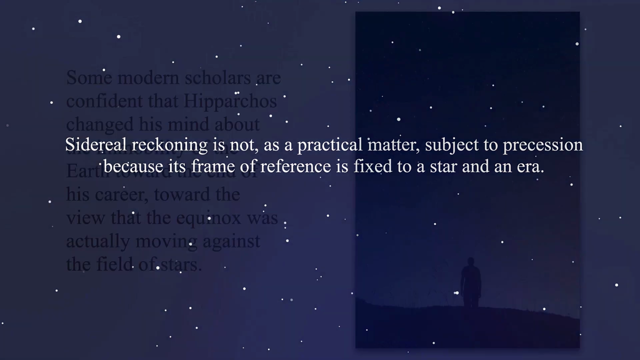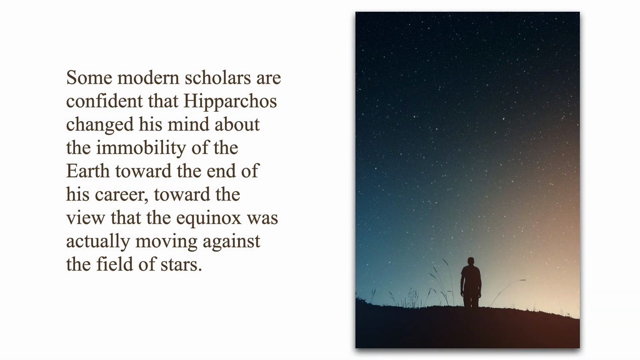Some modern scholars are confident that Hipparchus changed his mind about the immobility of the Earth at the end of his career, toward the view that the equinox was actually moving against the field of stars. The reasoning is that it's unlikely in the extreme that all the stars examined had the same motion and longitude, which is a requirement if the aggregate of stars were moving against a fixed equinox. Tropical reckoning did not catch on quickly.